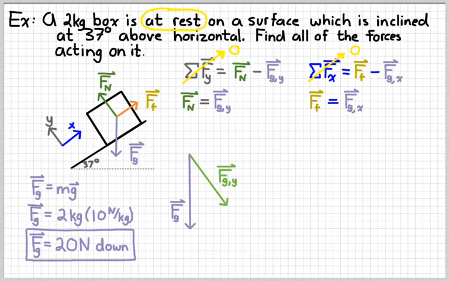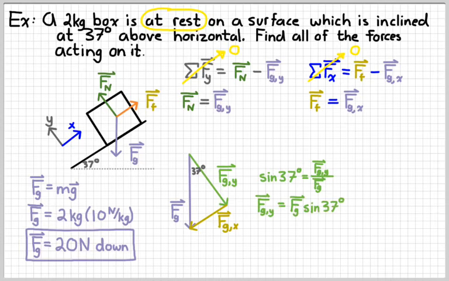And so resolving the weight vector, y component and x component, the 37-degree angle goes at the top. And so I can use the sine function to find FGY. So FGY would be FG sine 37 degrees. And so 20 newtons times the sine of 37 should be something like 12.